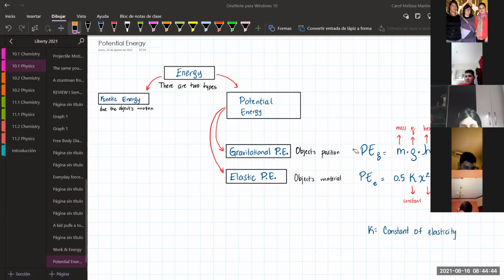Okay, and the other value that you have to consider for the second equation is x. X refers to a distance, but it's not whatever distance. It's a very important distance. It could be the distance that an object is stretched or compressed.